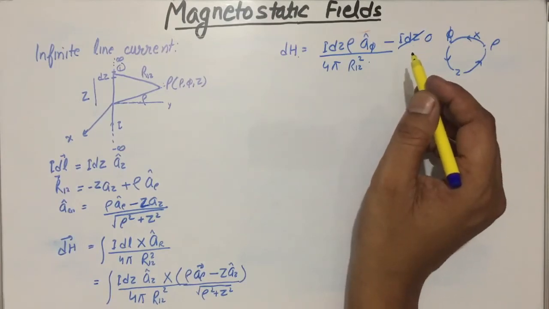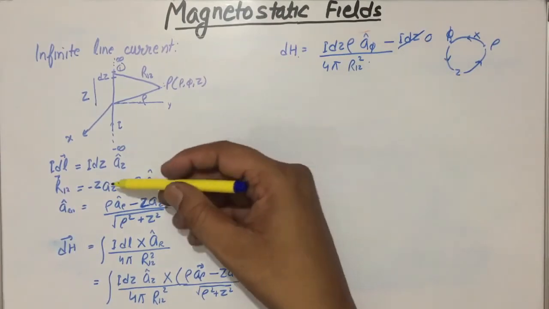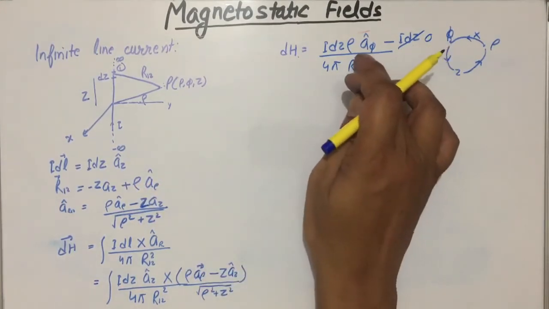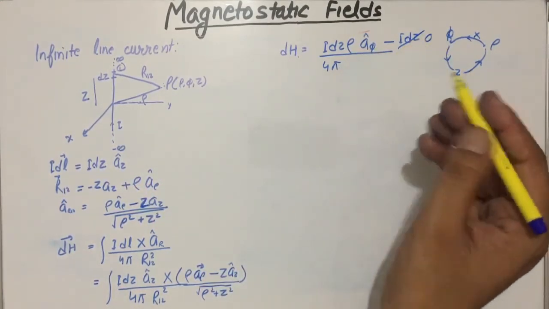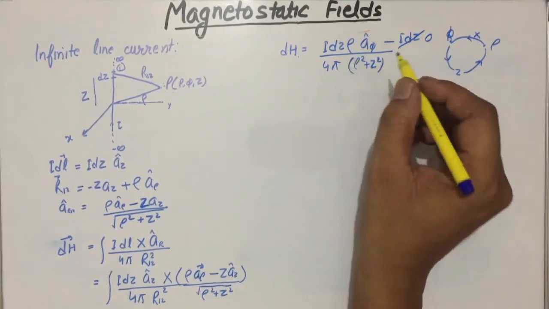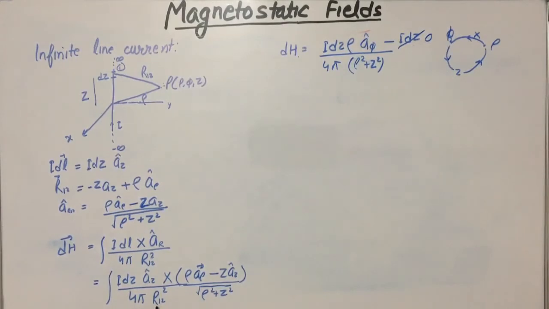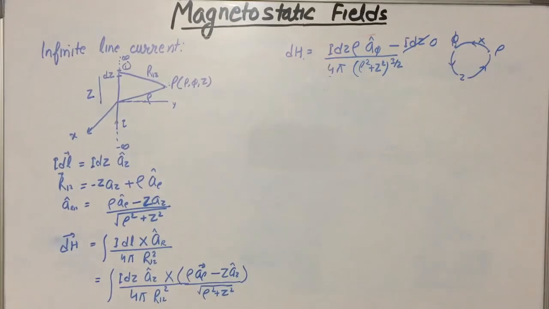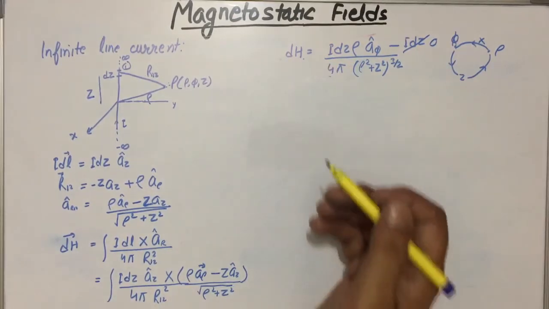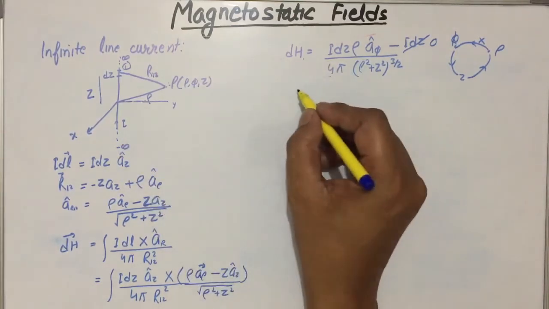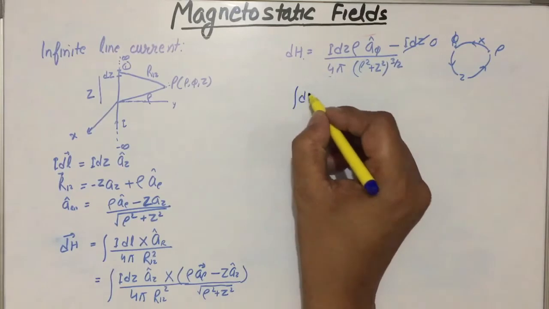What about R12? This is nothing, just this square plus this. So you can say it will be rho square plus z square, and this term will be to the power 3 by 2. Now to find the complete magnetic field intensity due to this current carrying conductor, we have to integrate this.